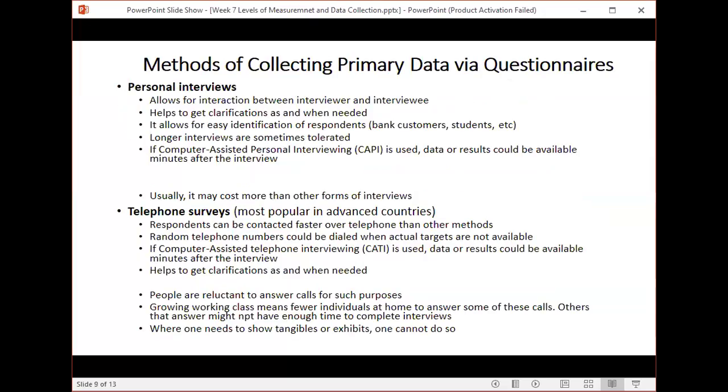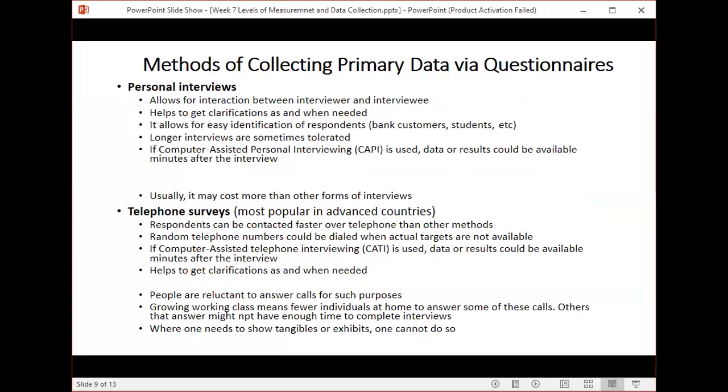Okay, so let's look through the methods of collecting primary data through a questionnaire. There are several ways. We'll go through their do's, their don'ts, their advantages, disadvantages, and stuff like that, and then that will be for the first session. Okay, so let's start. How do we collect data?